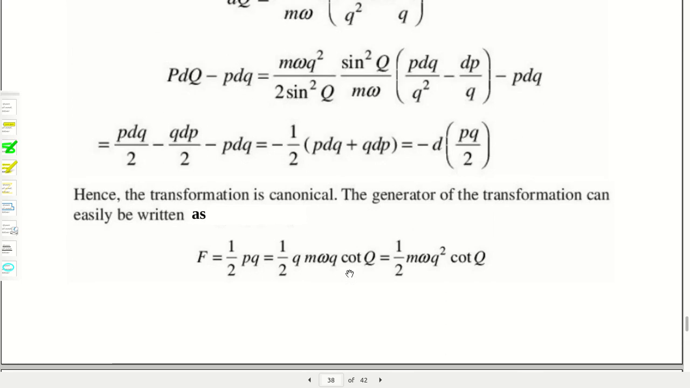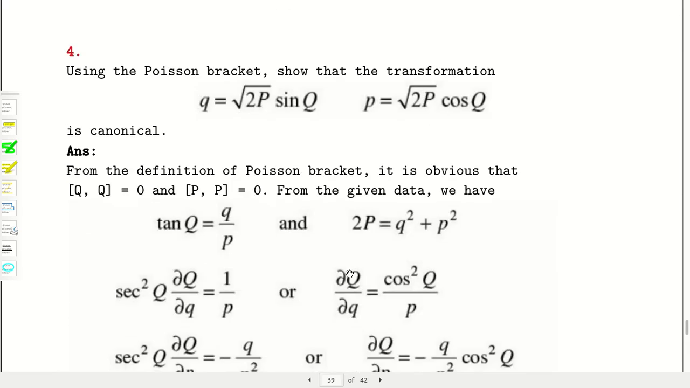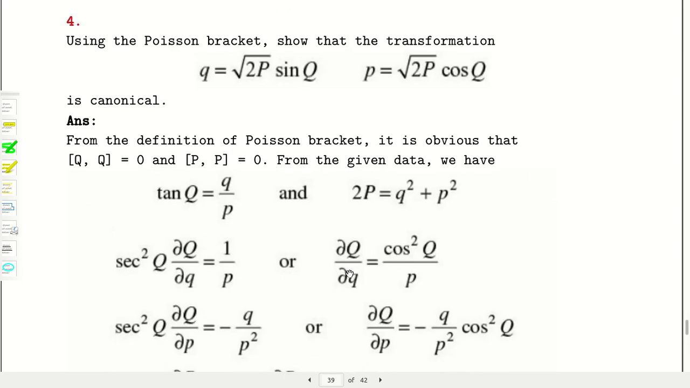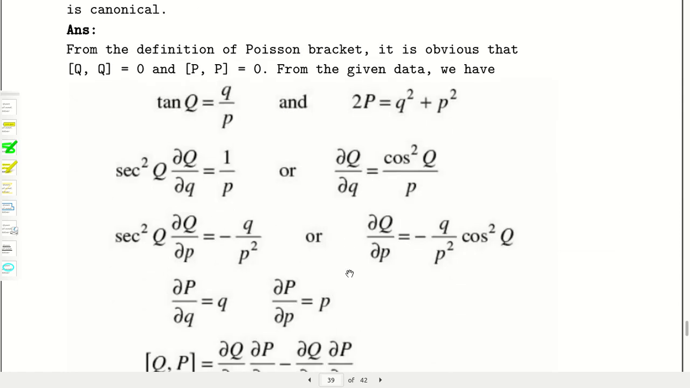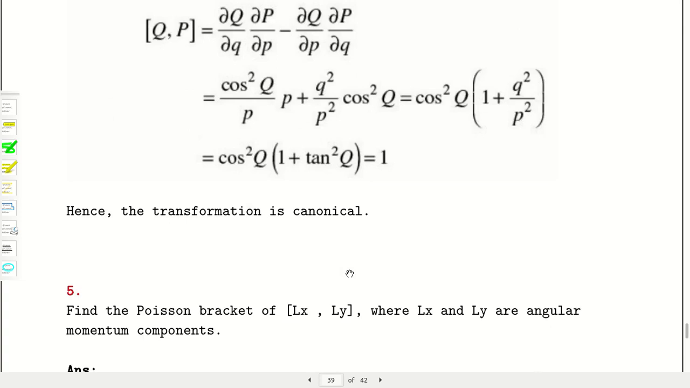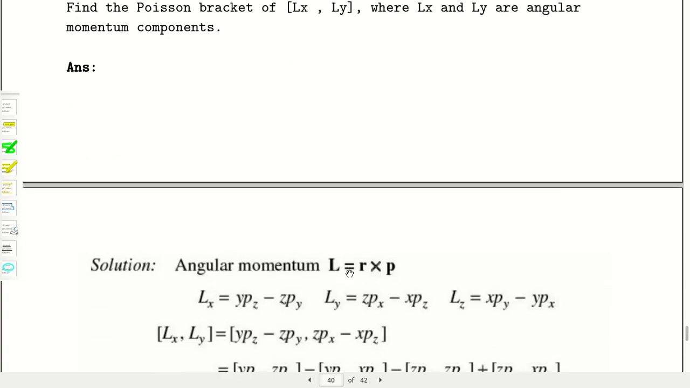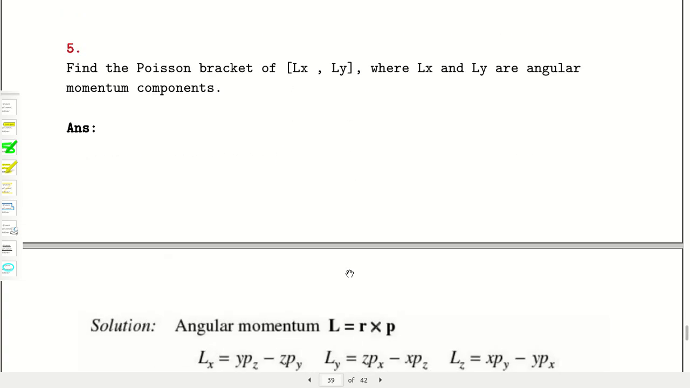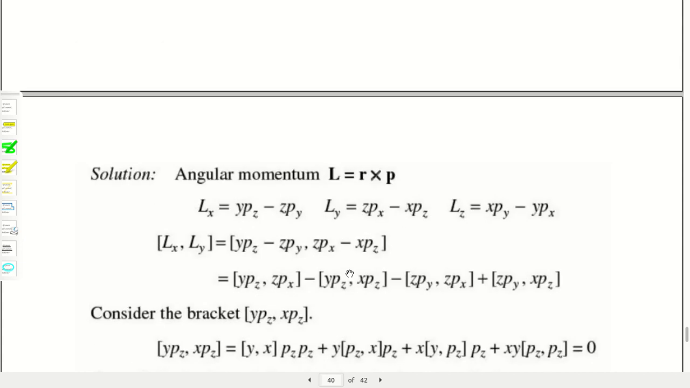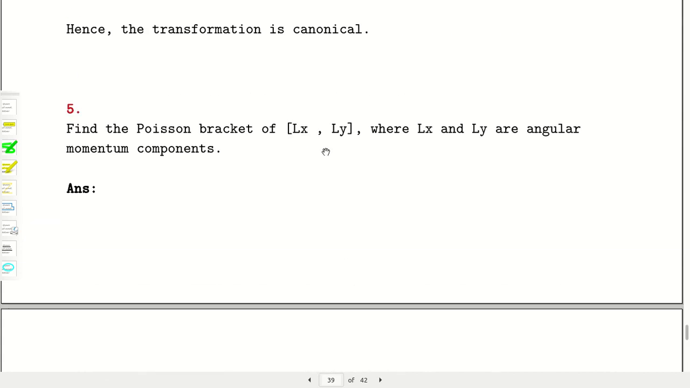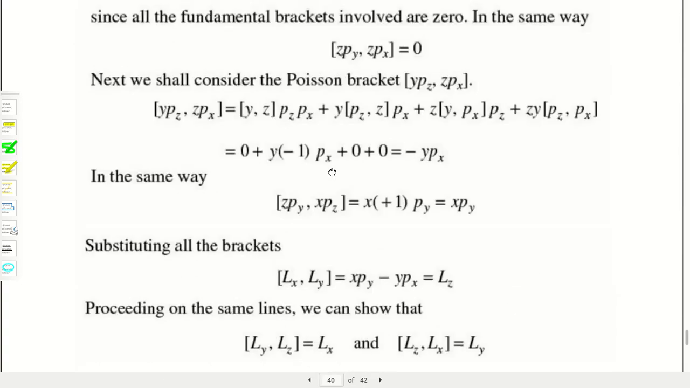Some similar problems are there, but you have to check these problems on your own. These are very important, and these problems have appeared in many competitive exams many times, so you have to be very careful to do such problems. These problems we will discuss in our next class, the Poisson bracket problems.